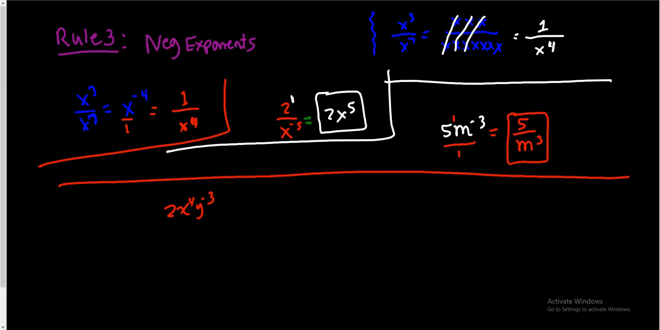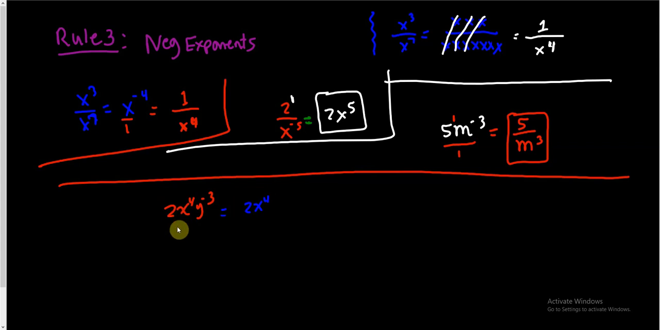Okay, well, we look at this. Notice I have, in this one problem, 3 different bases. I have a 2, an x, and a y. Which of them has a negative exponent? Only the y term. So that means nothing else is going to move. 2x to the 4th is going to stay right where it is because the 2 has a positive 1, and the x has a positive 4. They don't have to move. The y to the negative 3 has to move.